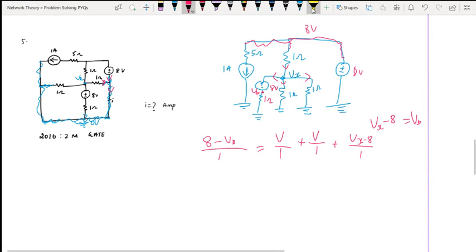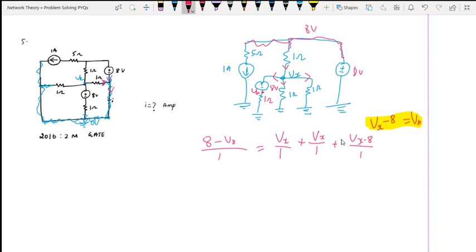Alright, let's keep this aside. I just want to mark it and keep it. That Vx minus 8 only we are using here. Okay, fine. So now we can solve. These are all Vx, correct? We can solve for Vx because Vx is the only variable to be solved. Everything in the denominator is 1, so no problem.